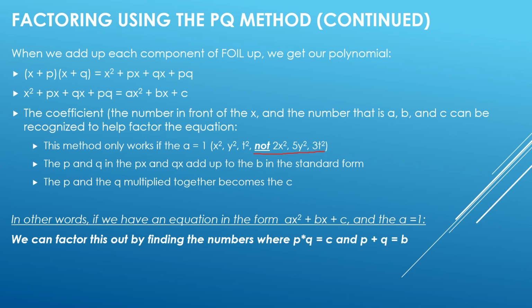The p and the q, the px and qx, add up to the b. And that's what makes this interesting. The p and q multiplied give me the c. So we can find our p and our q, and I'm going to show you how to do that. We have our b and our c. And since we know our b and our c, we just have to find p and q.